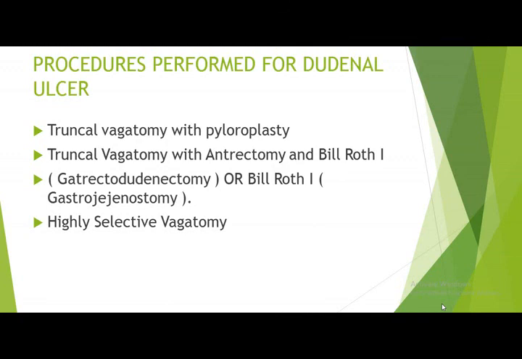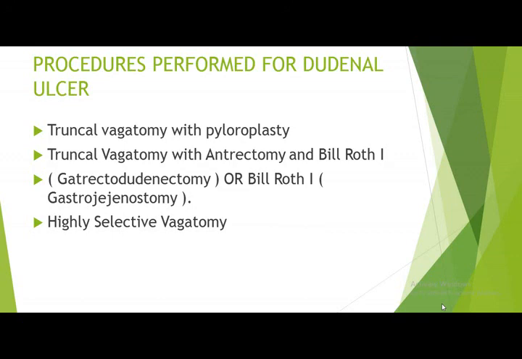The procedures performed for duodenal ulcer are truncal vagotomy with pyloroplasty, truncal vagotomy with antrectomy, and the Billroth 1 procedure. Billroth 1 is the procedure in which we do a partial gastrectomy. The distal stomach is removed, and it is anastomosed with the duodenum. Once the duodenum is anastomosed with the proximal stomach, that is called Billroth 1 gastroduodenostomy. Sorry, the next one is the Billroth 2 procedure, which is gastrojejunostomy. It is not Billroth 1, mistakenly it was written there.